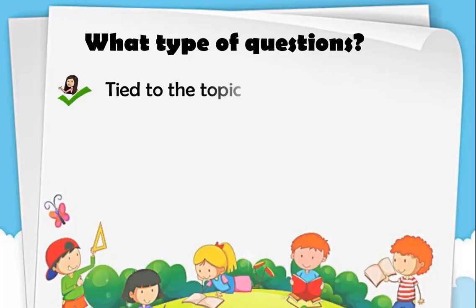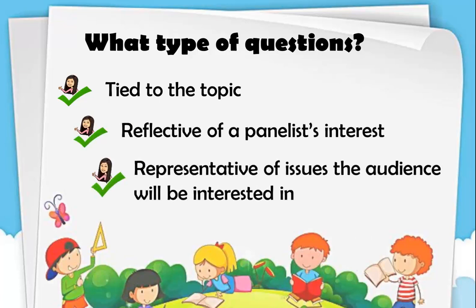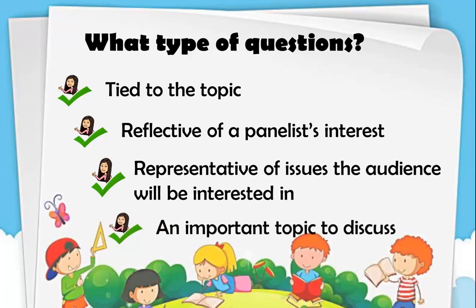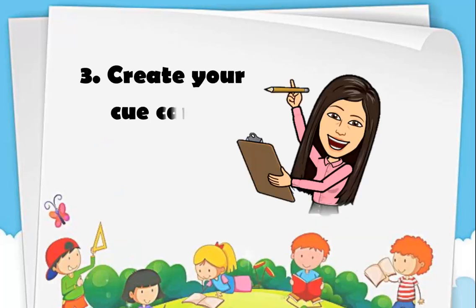They should be tied to the topic, reflective of a panelist's interest, representative of issues the audience will be interested in, and an important topic to discuss. Lastly, create your cue card. Your cue card is your guide. In your cue card, write your questions in order. Let us try to look at some examples of questions and check whether they follow the type of questions to be asked in a panel discussion.